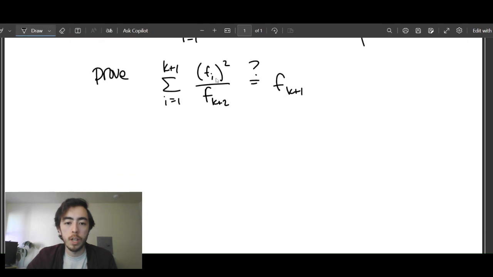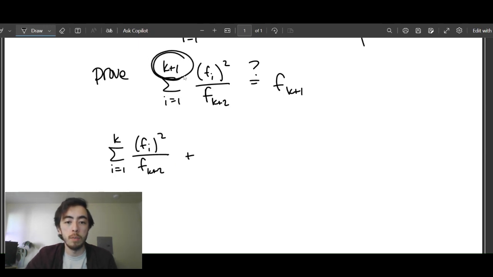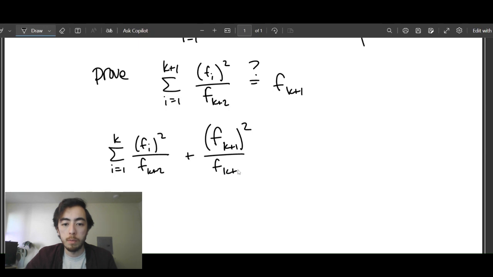So let's see. I want to break up this sum on the left. I'm going to do the sum from i equals 1 to k of the exact same thing, so it's just going to be f sub i squared over f sub k plus 2. And then the last term would be me plugging in this k plus 1 for that i right there. So the last term will be f sub k plus 1. We're going to square that, and then finally divide that by f sub k plus 2.